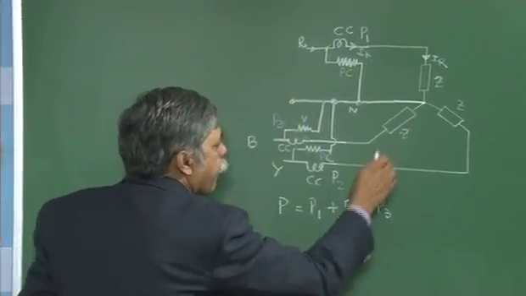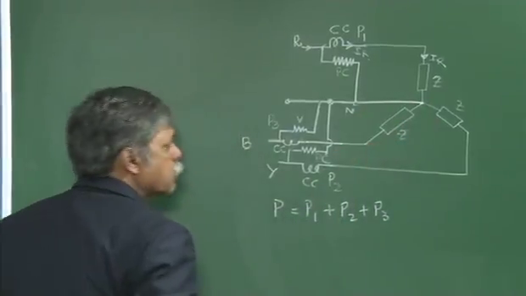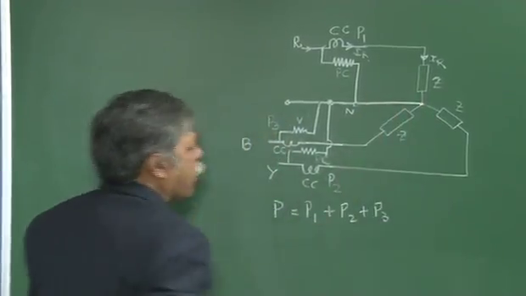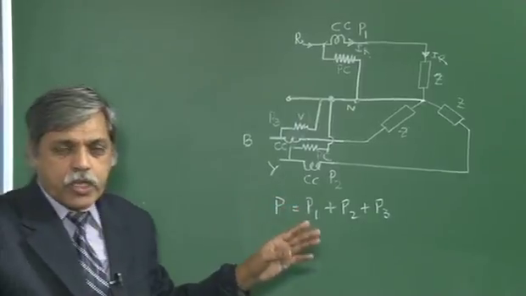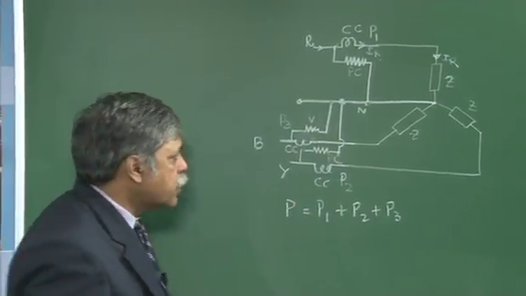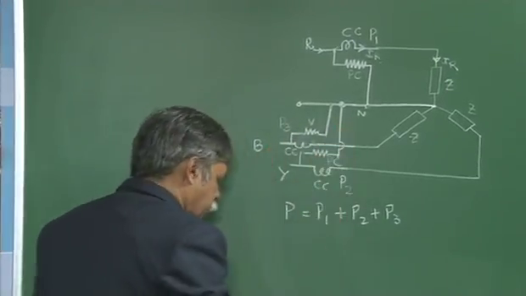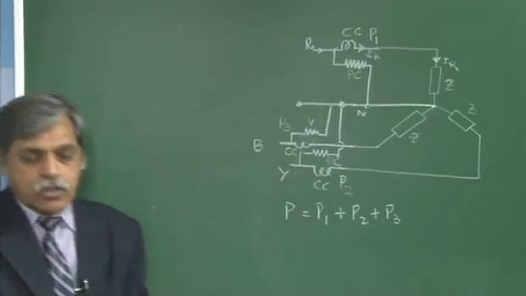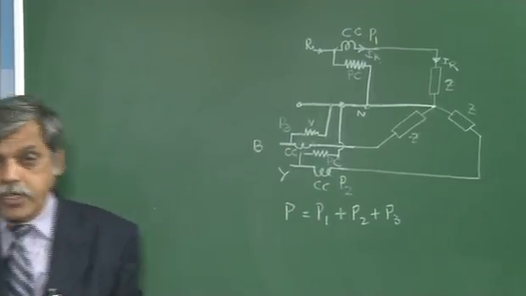Now let us say this is not available, if the star point is not accessible or the fourth wire you are using is not available. In such a case it is not possible for me to use the 3 wattmeter method for measuring the power.